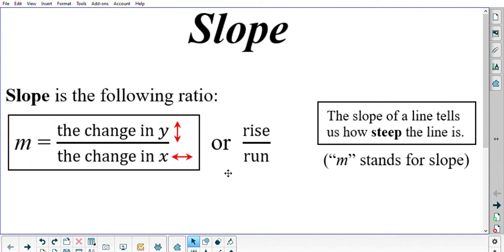Now, what's the purpose of even doing this lesson? Who cares about slope? What's the purpose? Well, I explain that over here on the far right. The slope of a line tells us how steep the line is. So the greater the slope, the steeper the line. The smaller the slope, like if it's a very small fraction, then that means the line's not going to be very steep at all. So we'll be seeing examples of this throughout these guided notes.